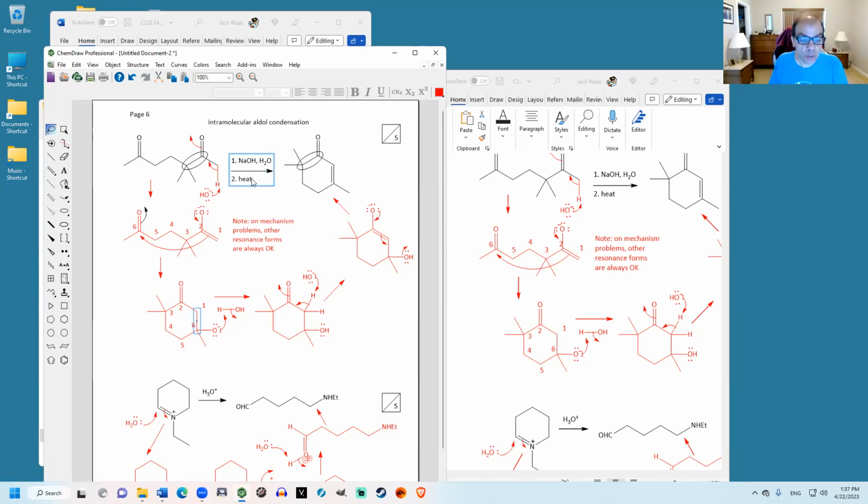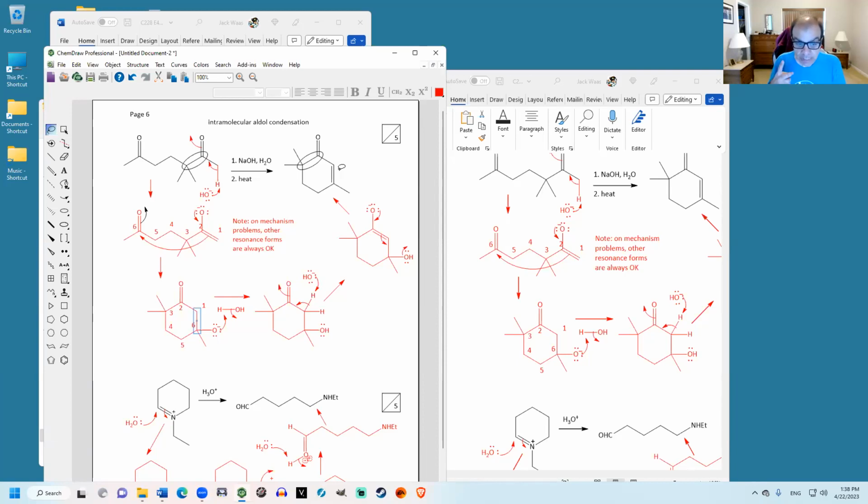Then, since we're given heat, and since we're also shown a product with the double bond, we know that dehydration has taken place. So remember, dehydration takes place in 2 steps. It happens by an E1CB mechanism, always. Whenever you're doing an aldol reaction in base, the dehydration is E1CB, always, no exceptions.